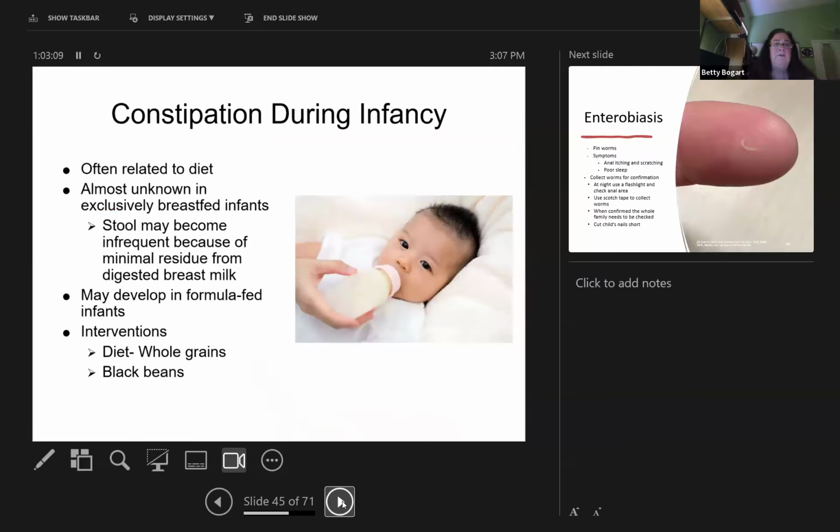So constipation during infancy, usually breastfed babies have a lot of stools. That just seems to be. It seems that babies that are given formula tend to have fewer stools. They tend to be more solid than the breastfed baby. Older children, how do we help with constipation? We know it's with diet, it's giving them whole grains. I put black beans in there because I live in South Florida with a lot of Hispanics, and that's actually one of the things that can help constipation and keep the stool moving in children.